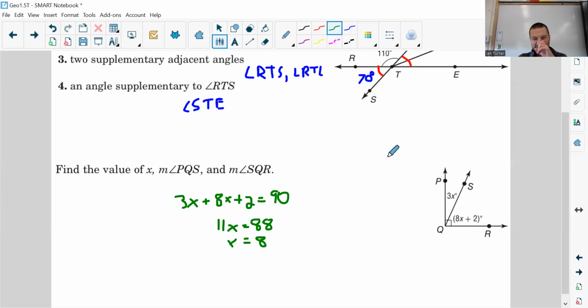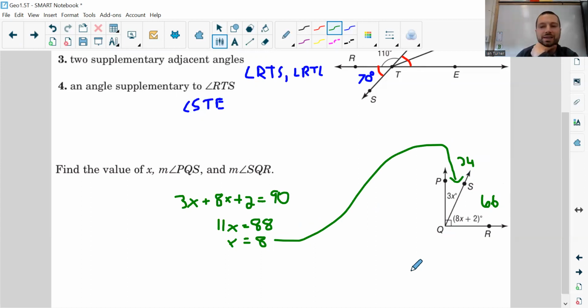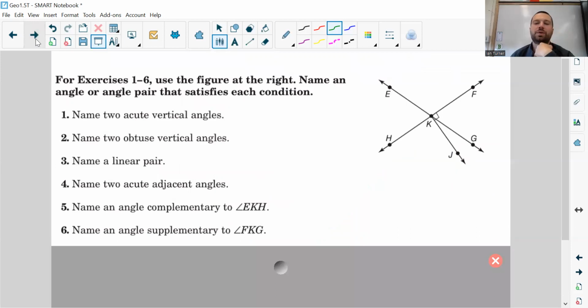All right, so we found x, and then they want us to find PQS. We could plug it back in. PQS is going to be 24. And then that means SQR is going to have to be what? 66? Does it have to add up to 90? You could also just plug it in to check yourself, but they've got to add up to 90. So that is a quick little algebraic problem that you might have on your homework. We don't have to go crazy here. I think we kind of got this down. So I think we're okay with this example.